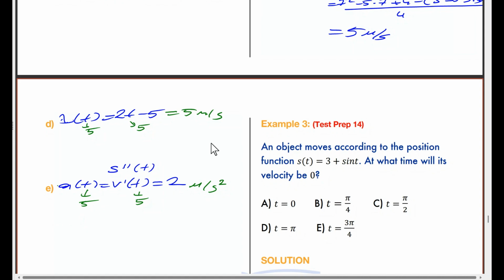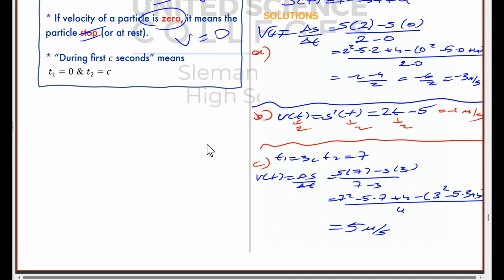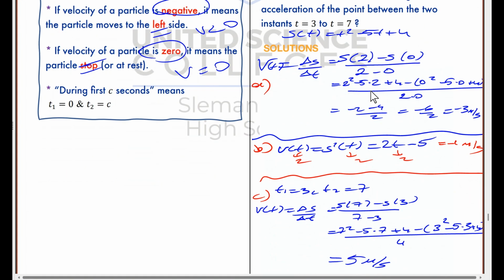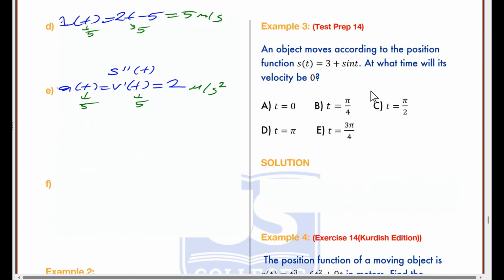Okay, last part is asking about average acceleration between two instants, 3 and 7. Average acceleration is change in velocity divided by change in time. Change in velocity, v7 minus v3, over 7 minus 3.